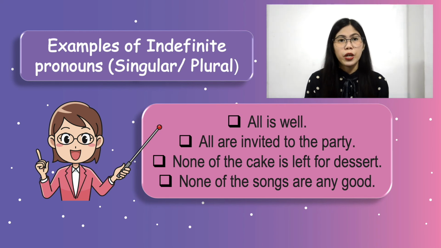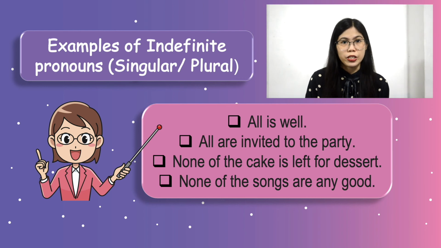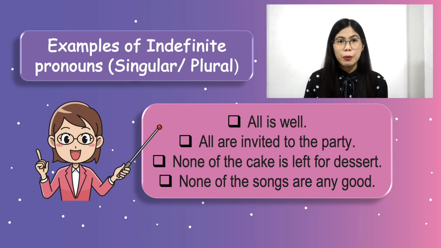Next example, none of the cake is left for dessert. So as you may notice here, the indefinite pronoun none functions as singular. So the verb is also singular, which is the word is. Always remember that if the first word is none, you will base your verb on the object of the preposition, which is the word cake in the sentence. Cake is singular, thus our verb is singular as well, which is again the word is.